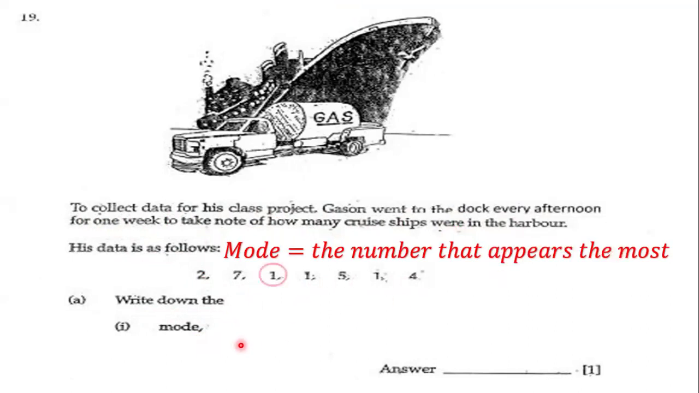Indeed, we have 1 here, 1 here, and 1 here. 1 appears 3 times. Indeed, 1 is the most popular value in the dataset, and 1 is definitely the mode.